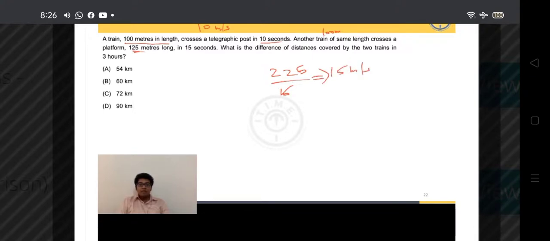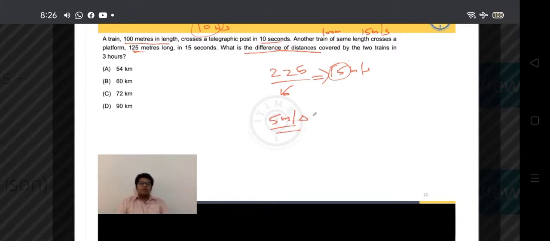15 meters per second. So the speed of the second train will be 15 meters per second, because the length of the train is 100, length of the platform is 125. So 225 divided by 15. What is the difference of the distances covered by the two trains in 3 hours? So both the trains are traveling. So, difference of the distances. For every second, this travels 10. For every second, this travels 15. So what is the difference for every second? 10, 15, it's 5 meters per second. So for every second, the difference between the distance traveled by the two trains will be 5 meters.